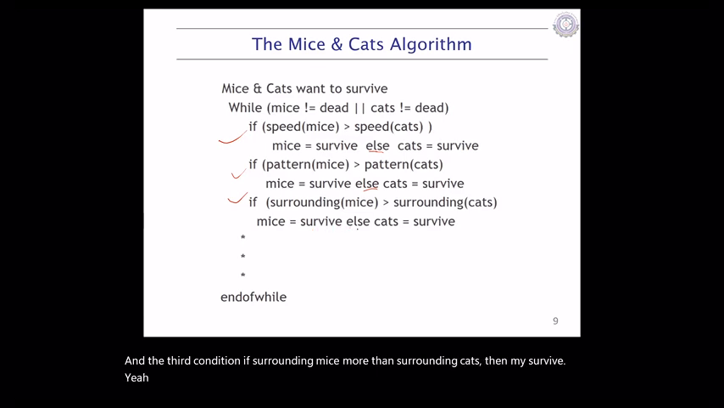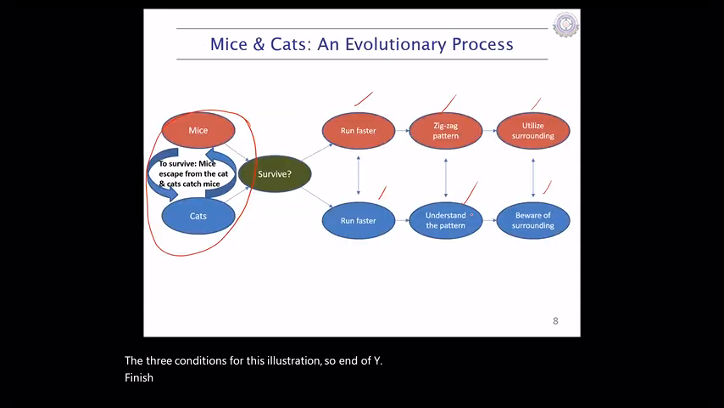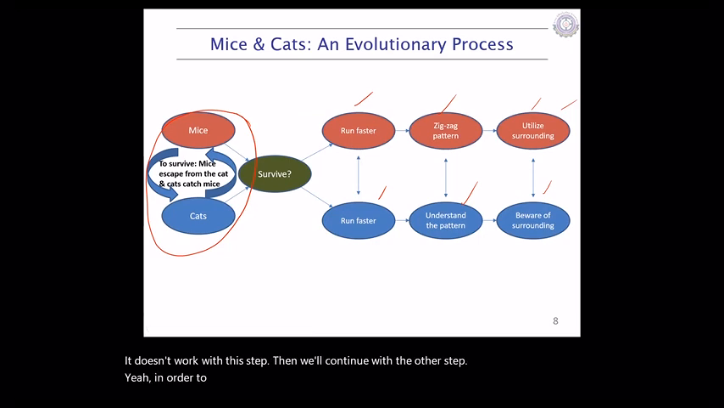Again, else cats survive. So that is the three conditions for this illustration. So end of while, finish. Until, because actually they continue. If it doesn't work with this step, then we'll continue with the other step. In order to survive, the main objective is to survive in this situation.